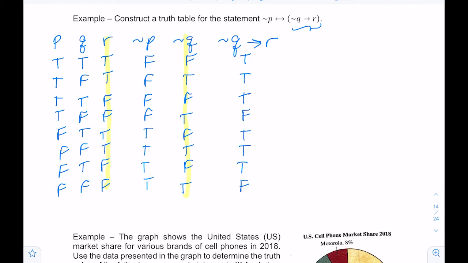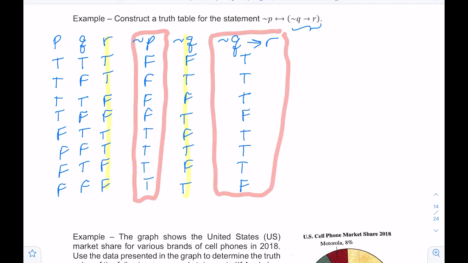Now I have every piece of the statement in my table. I'm going to put it together. So I need not P, and then I need not, if not Q, then R. So not P, if and only if, not Q, if not Q, then R. So remember, for a biconditional, both statements have to be true for the conclusion to be true.